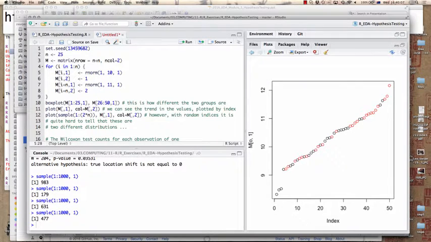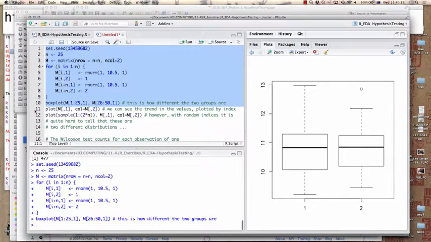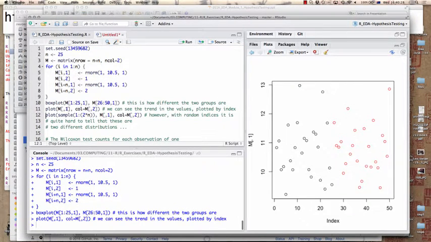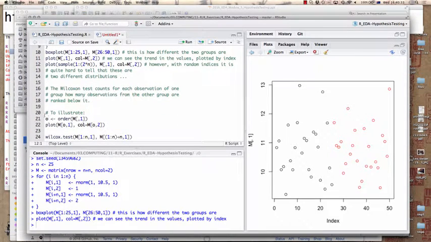Keep this the same. This shall be 10.5. This shall be 10.5. Let's see what we have here. The box plots turn out to be quite similar, slightly different. There's more variation in my first set here. No obvious trend in the values.